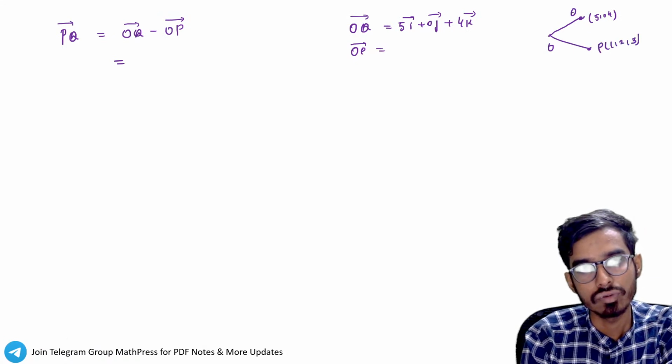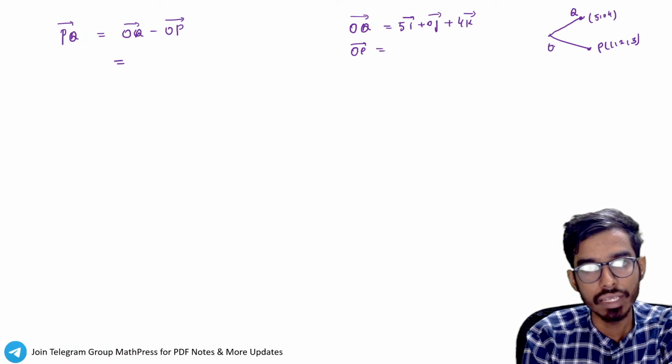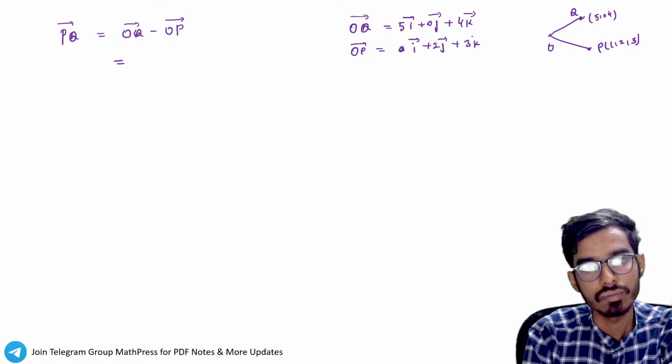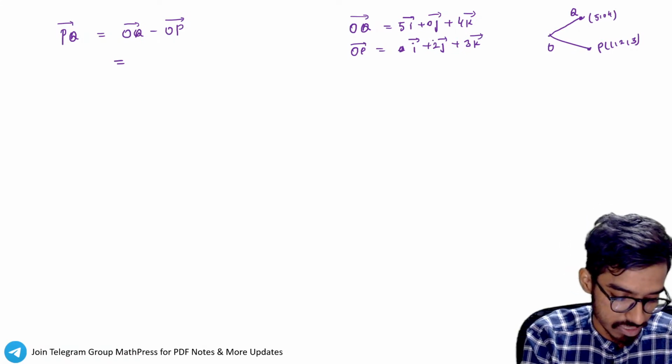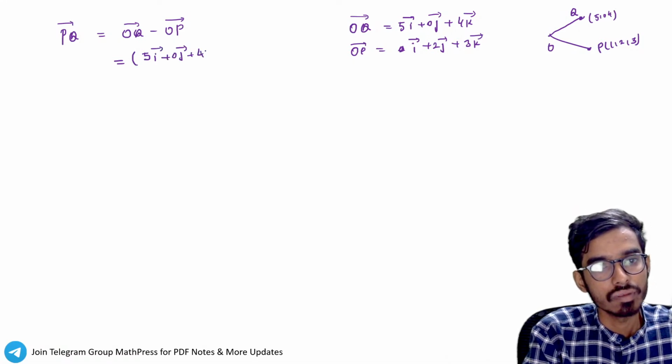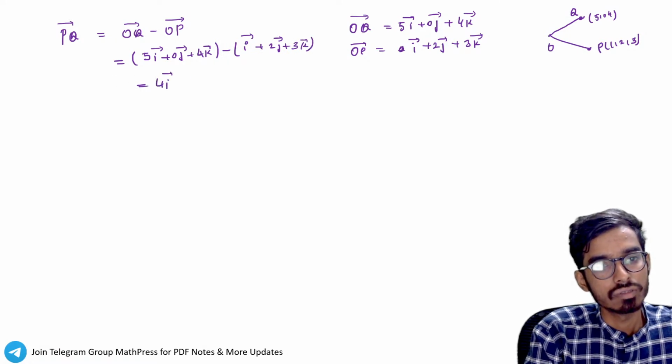So if I write P as a vector, it will be i plus 2j plus 3k, right? Now OQ minus OP will be 5i plus 0j plus 4k minus i plus 2j plus 3k. So that gives 4i minus 2j plus k vector. This is the direction now, right?